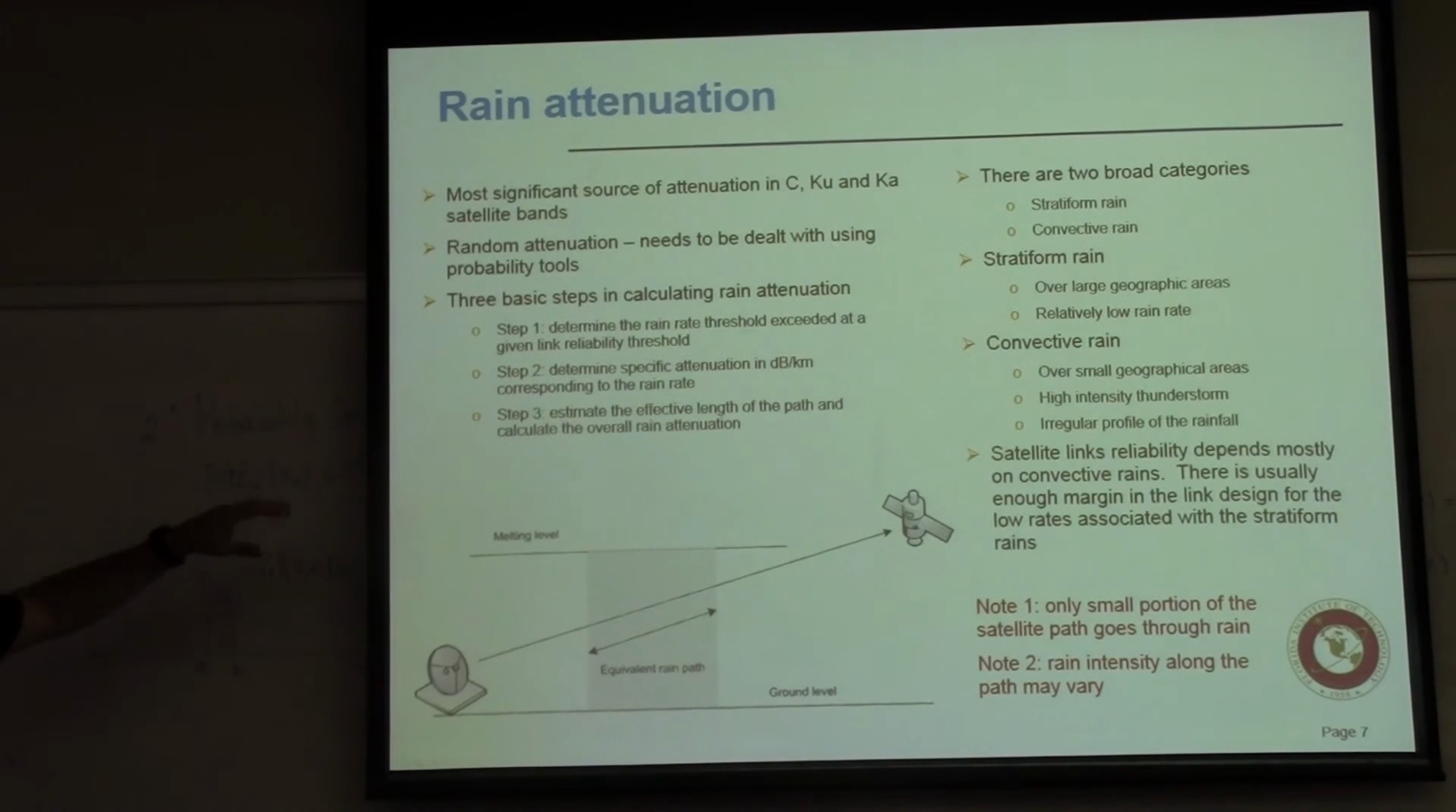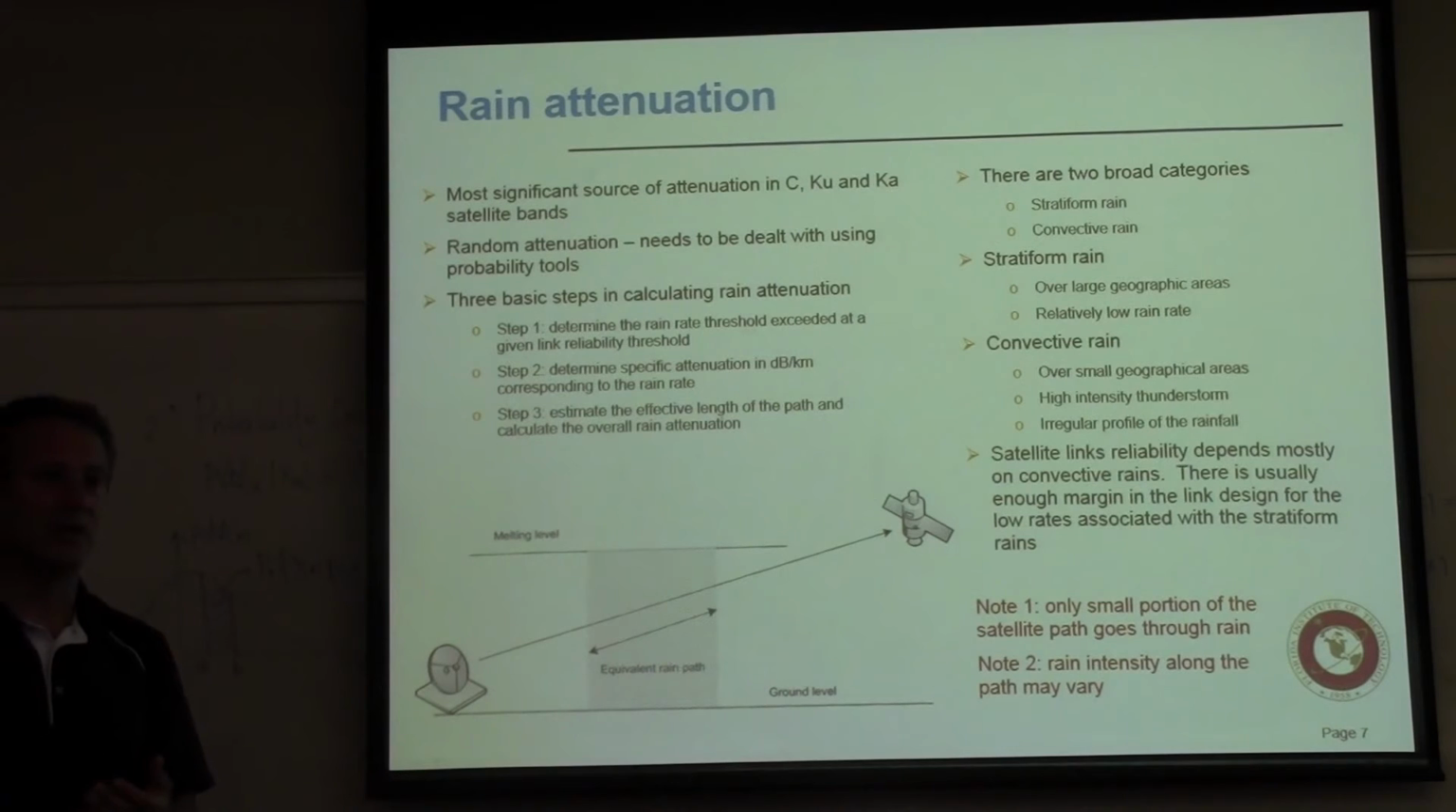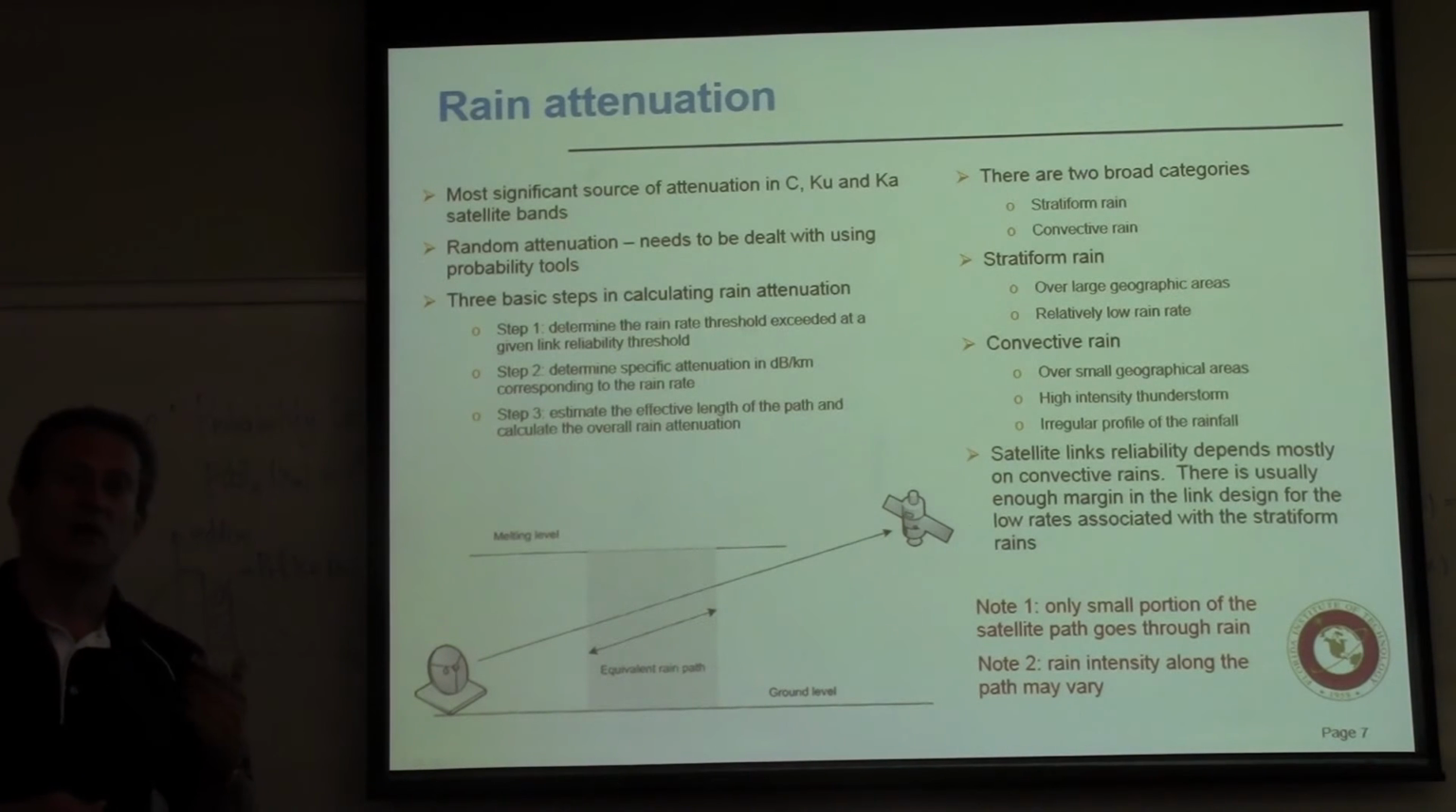The second one is that, depending on your frequency and polarization, there's a way you can translate this rain rate into specific attenuation. Specific attenuation tells you how many dBs per linear distance you're going to lose. So typically you can say the specific attenuation is 2 dBs per kilometer.